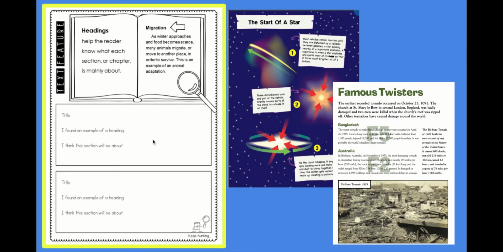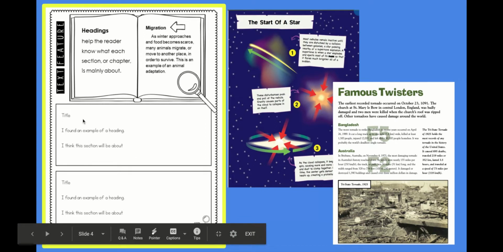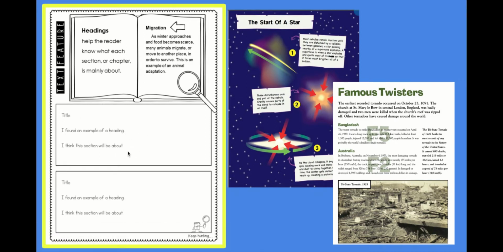You are also going to need to find two different headings from two different sections in two different books. You'll tell me the title of the book, what the heading is, and then you're going to predict what this section will be about. So, for example, over here, I found a heading in one of my planet books, and it says the start of a star. And I predict that this section is going to tell me about how stars begin to form and what process they have to go through to become a star.